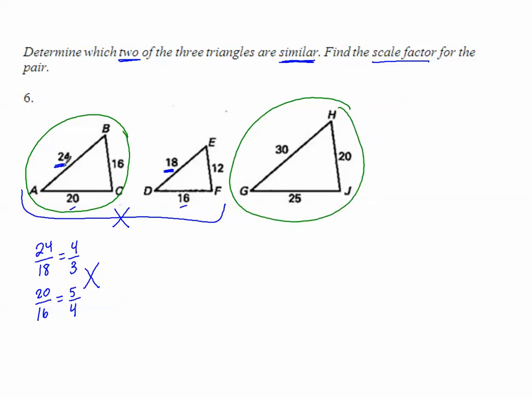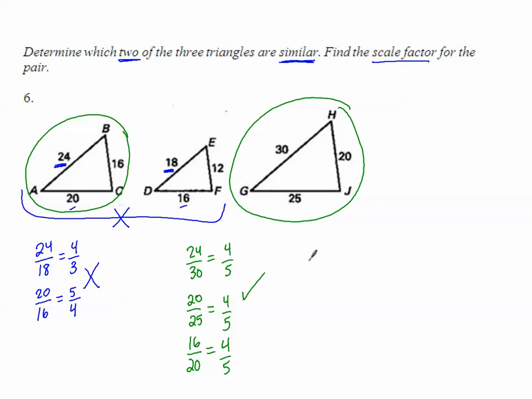So again, large side over large side. So we'll do now 24 over 30. That simplifies into 4/5. Medium side is 20, medium side is 25. 20 over 25, again 4/5. We have to check the last because all the sides have to be proportional, and 16 over 20 also simplifies into 4/5. So this shows us that it is the first and the third triangles that are proportional, or that are similar, because the sides are proportional.